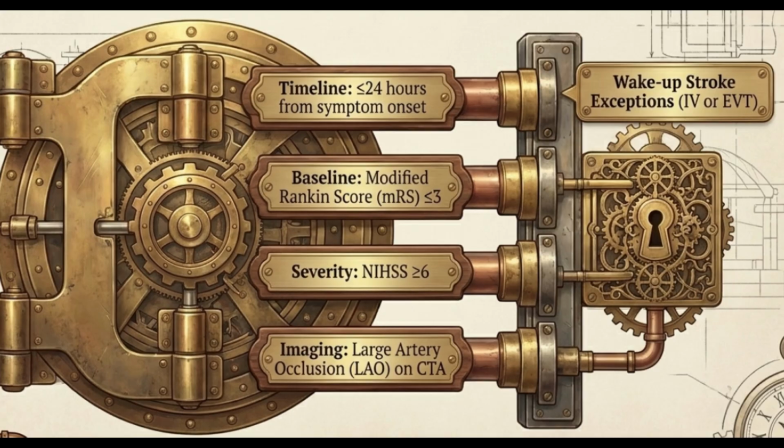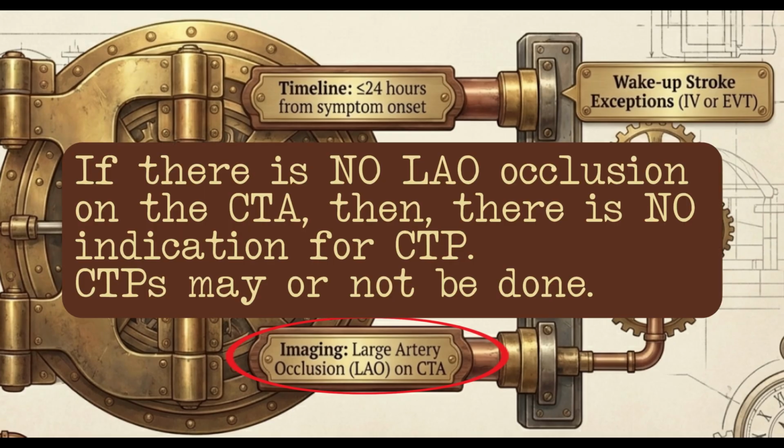Usually the patient needs an NIHSS score of 6 or greater, which indicates a disabling stroke. They also need a baseline pre-admission MRS of 3 or less, meaning they had a reasonable level of independence before this happened. You're also looking to confirm a large artery occlusion on the CT angiogram. If all these align, you rush them to the angio suite.